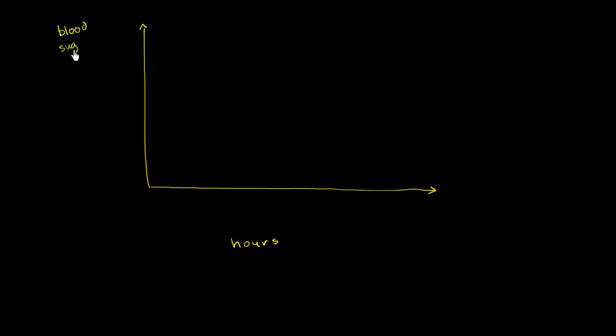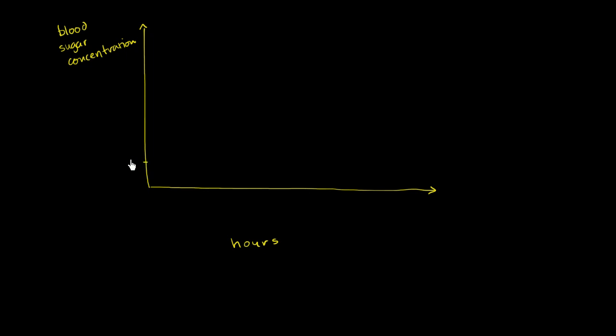So let's think about what might happen after we have a meal. Let me draw a little chart over here. Let's call this hours. And then on the vertical axis, I'm going to talk about our concentration of sugar in the blood. So blood sugar concentration, or you could call it glucose concentration. When we're talking about blood sugar, we're talking about glucose concentration.